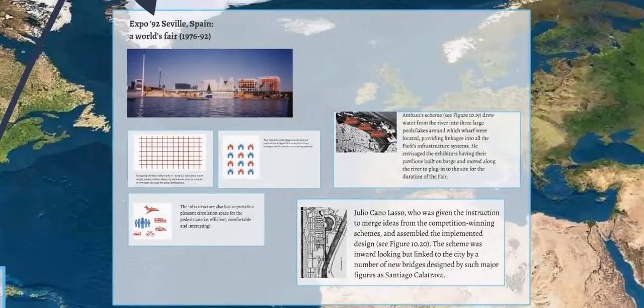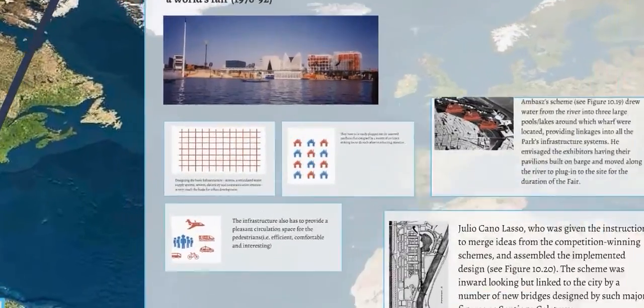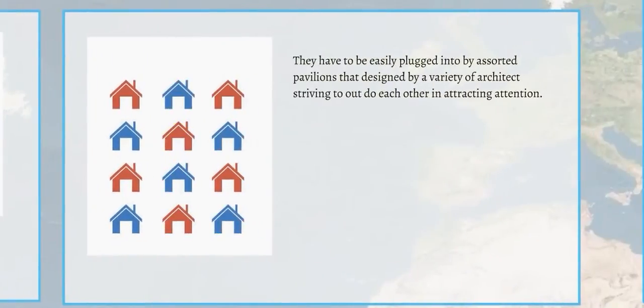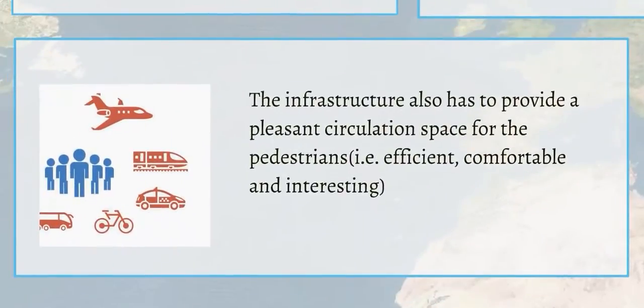Expo 92 Seville, in Spain, a World's Fair. Designing the basic infrastructure, streets, a reticulated water supply system, sewers, electricity and communication systems is very much the basis for urban development. They have to be easily plugged into by assorted pavilions designed by a variety of architects striving to outdo each other in attracting attention. The infrastructure also has to provide a pleasant circulation space for the pedestrians. It has to be efficient, comfortable and interesting.